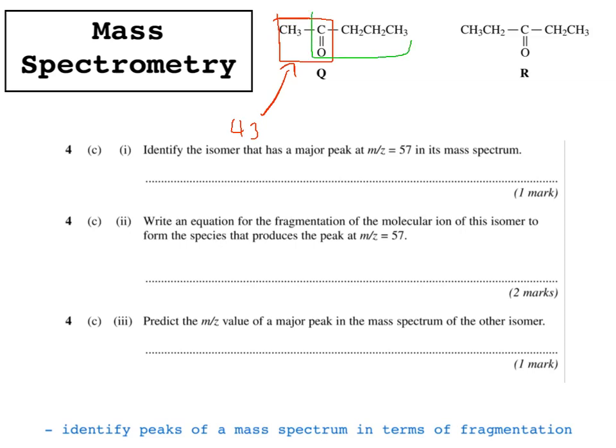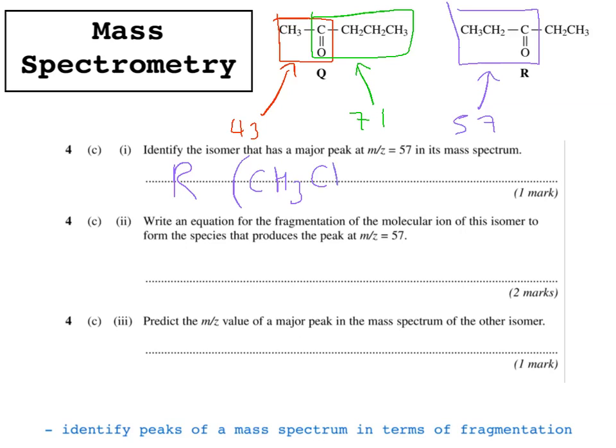If this was the fragment here, the Mr would be 12 plus 16 plus 15 for the methyl group, plus 14 plus 14 for the two CH2 groups. So that gives you an Mr of 71. And then in the R isomer, you've got two fragments that would be the same, the C=O CH2 CH3. Because it's symmetrical, you also have the same on this side, and that would have an Mr of 57. So that is your major peak. So the isomer is R, and you might want to put in what the fragment is, so CH3CH2C=O plus.